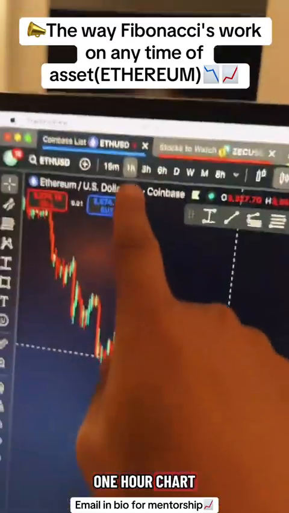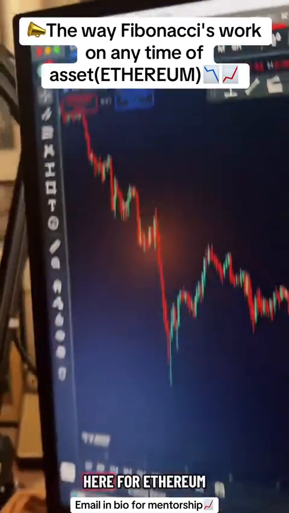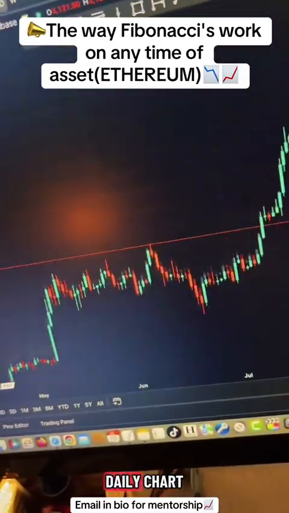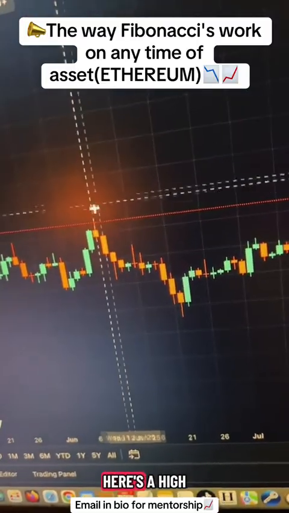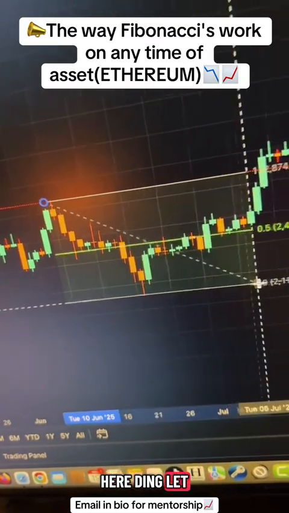Now, let's just make sure that that's absolutely true. That was a 1 hour chart. Let's do something ridiculous here. Let's go to a daily chart for Ethereum and see if that's true here on the daily chart. I'm going to do the same. Here's a high right here. Bing. Here's a low right here. Ding. Let me drag this out.